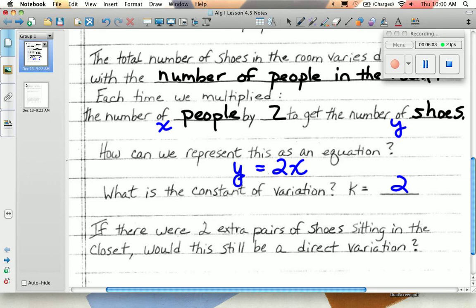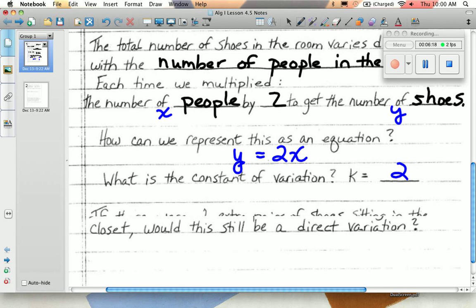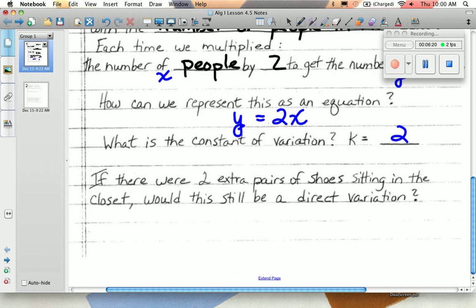That never changes. The only thing that changes are the number of people, which then changes the number of shoes. So the number of shoes varies directly as the number of people in the room. It is the only thing affecting it. Okay, well what if there were 2 extra pairs of shoes sitting in the closet?